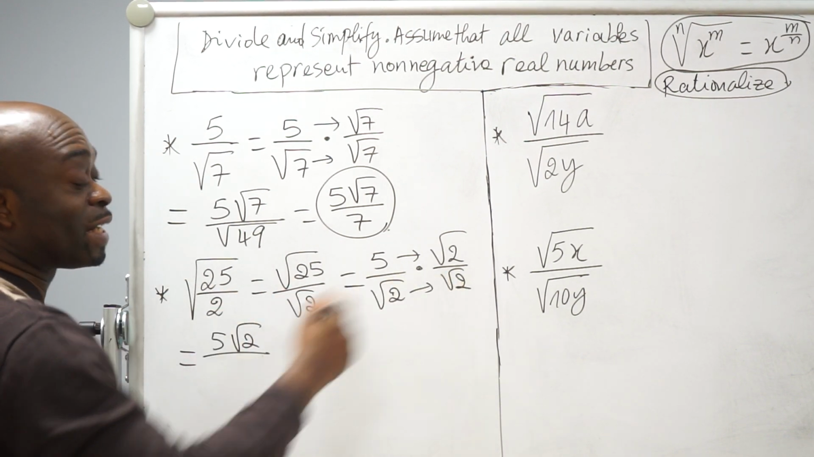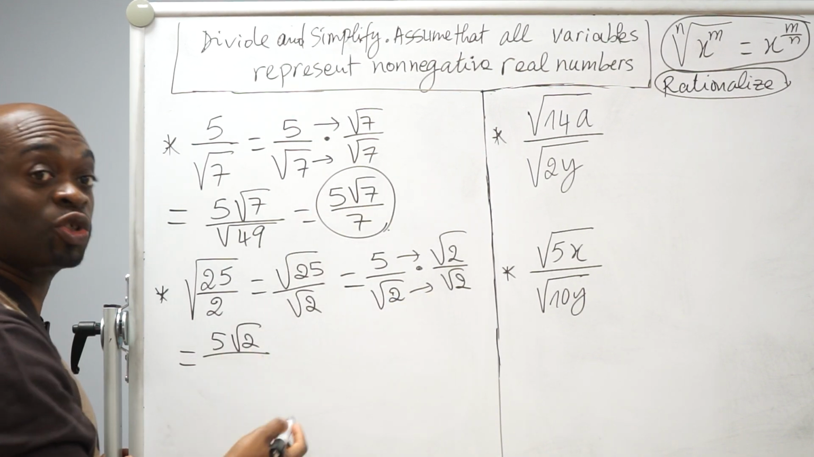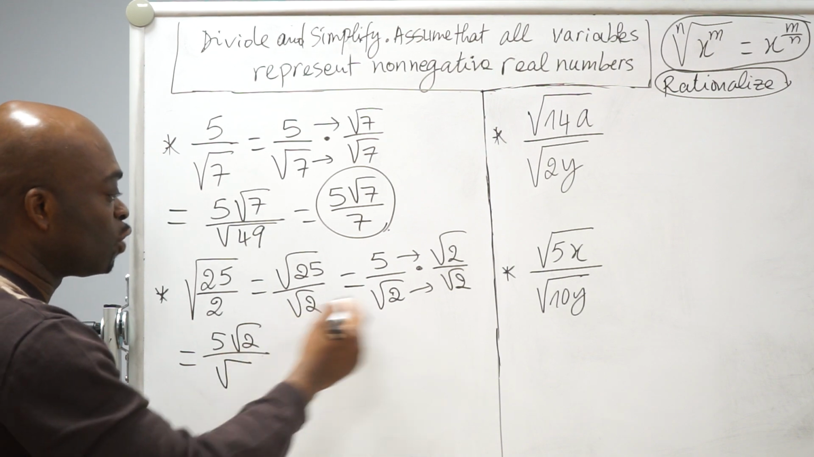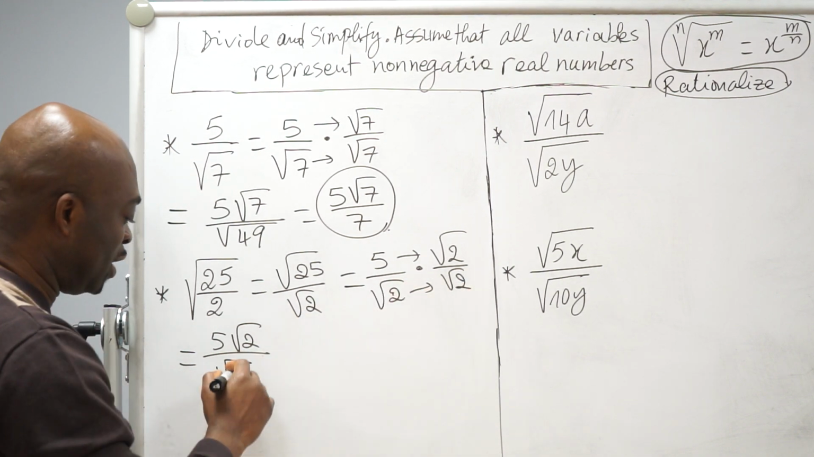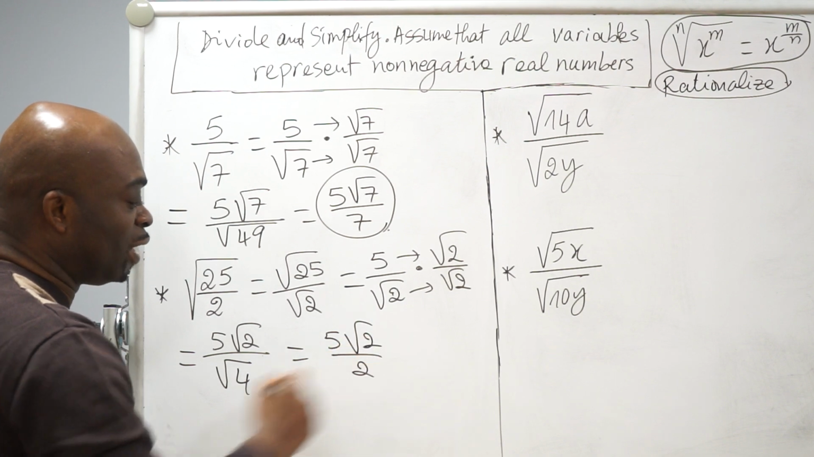And then square root of 2 times square root of 2 also, like how we did it before, that will give us what? Just 2 underneath, since square root of 4 is 2. And then afterwards, that will give us 2 underneath here.